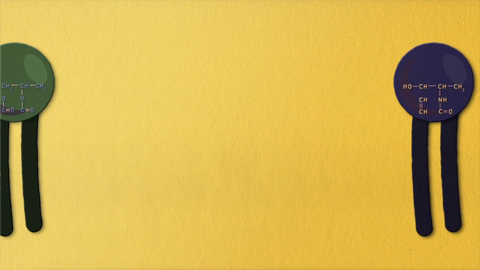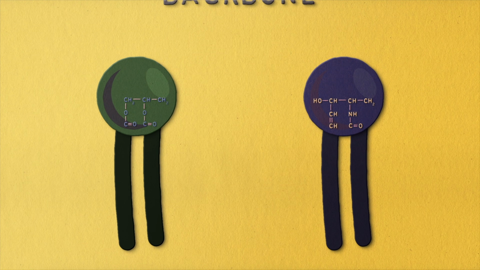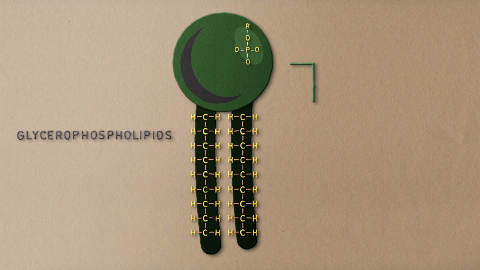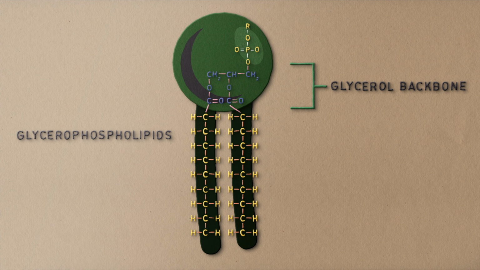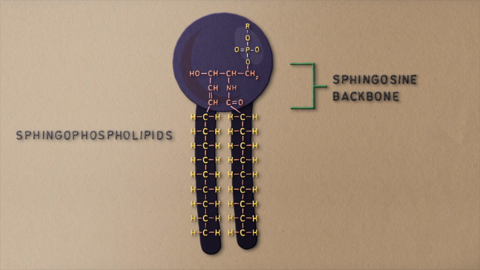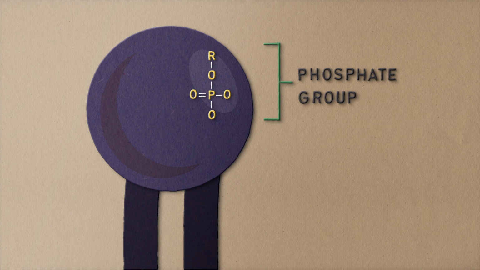Now let's go through the types of phospholipids. There are 2 main types of phospholipids based on the type of backbone they have. Glycerophospholipids, where the backbone is made of glycerol as we talked about earlier, and sphingophospholipids, where the glycerol backbone is replaced by long-chain sphingosine.